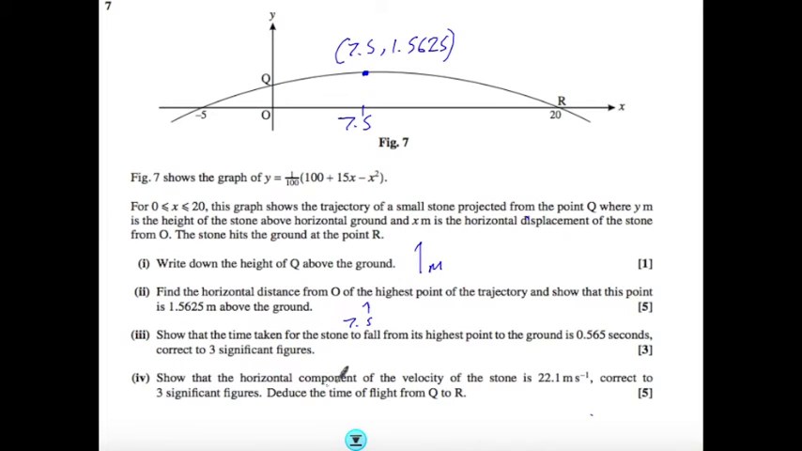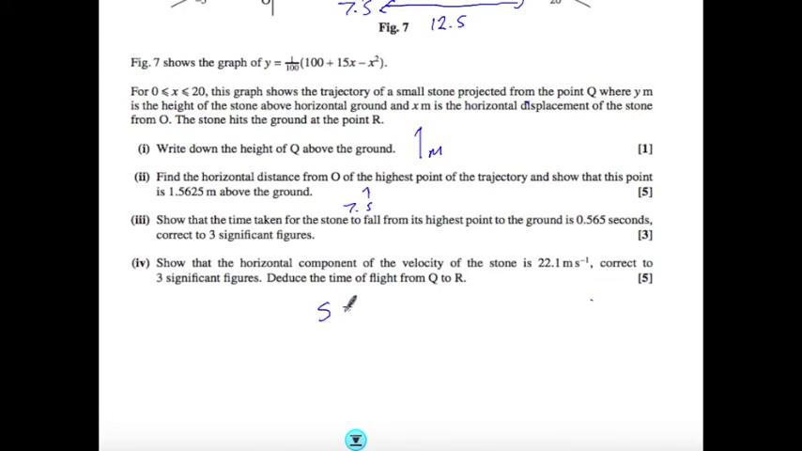So we want to show that the horizontal component of the velocity of the stone is 22.1, correct to 3 significant figures, and deduce the time of flight from Q to R. Remember for a projectile, the horizontal velocity is always the same. So if we know a time and distance, we can just use speed equals distance over time. We worked out in part 3 that it takes 0.565 seconds to travel these 12.5 metres. So speed equals distance 12.5 over time 0.565 will give you 22.1 metres per second.